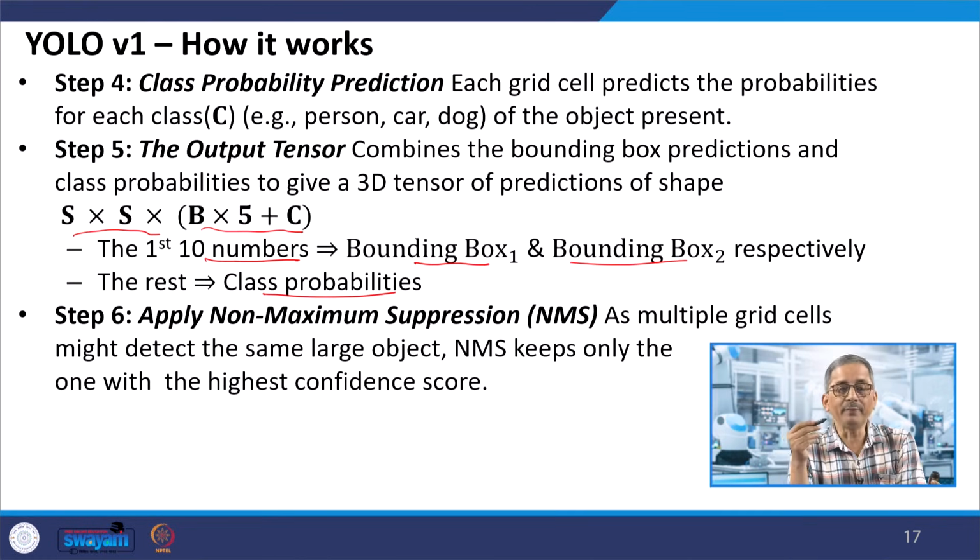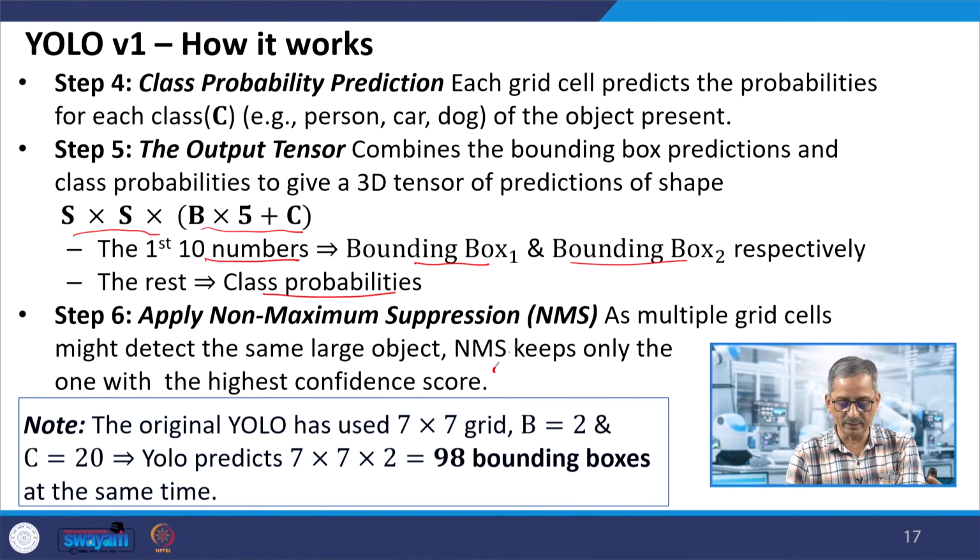Then we apply the non-maximum suppression. As multiple grid cells might detect the same large object, we are using two grid cells, so out of that, the one having the maximum score we keep. The original YOLO used a 7 × 7 grid, number of boxes B as 2 and C as 20, and YOLO predicts 7 × 7 × 2, that is 98 bounding boxes at the same time.